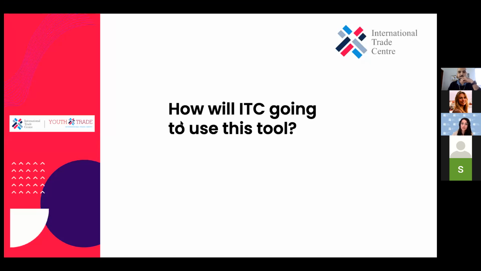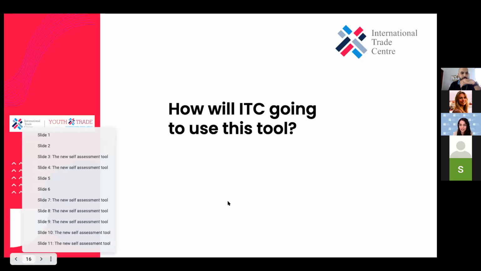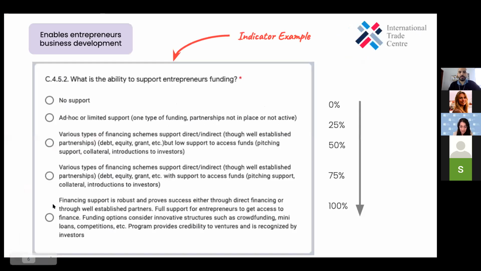So not only do you get the report with all the figures and the overall result, but if you then go back to your answers and check where you marked, for example, 25 or 50%, you already get an idea of what you need to do in order to get to best practice. This is already an indication of what you should be doing to get to this best practice.